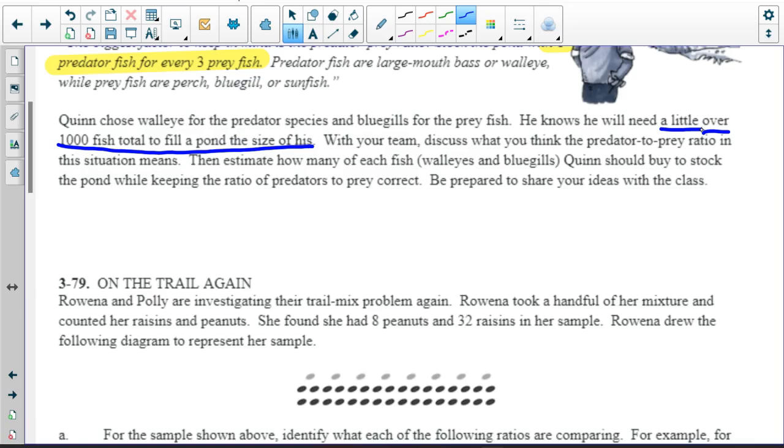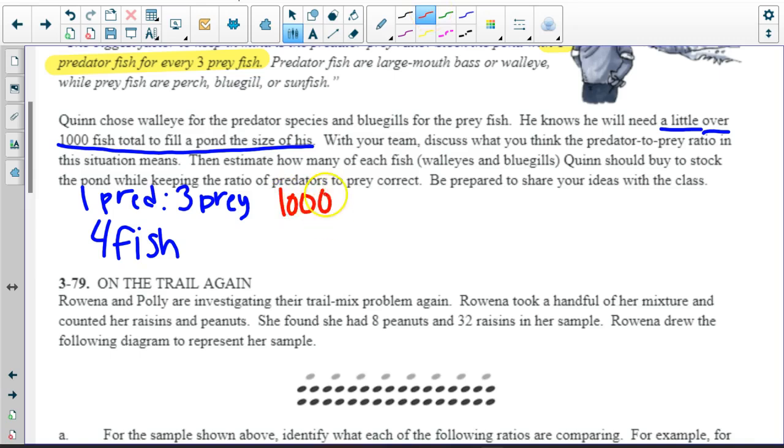Okay, so if he throws in 1 predator for 3 prey, that is a total of 4 fish, right? So the first thing I did was figure out, well, how many sets of 4 do I have in 1,000? So I did 1,000 divided by 4, and I got 250. So what that tells me is there are 250 sets of 4 in 1,000. So he throws in 1 predator, 3 prey, that's 1 set. 1 predator, 3 prey, that's 2 sets. 1 predator, 3 prey, that's 3 sets, and so on. He does that 250 times.